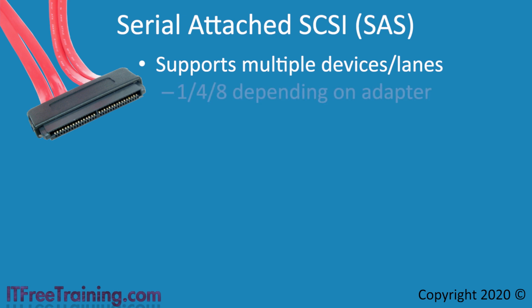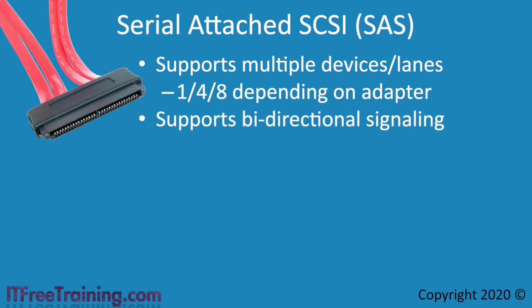Generally, it will be 1, 4, or 8 devices or lanes. SAS also supports bidirectional signaling. This means that it can be sending or receiving data at the same time. To do this, it will require 2 lanes, so the devices you put on the adapter will determine how many and what features you can use.